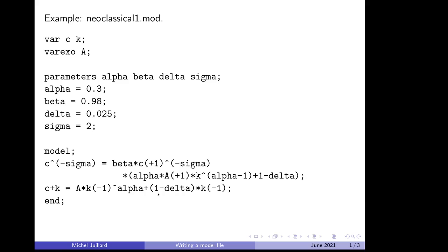The second equation, the budget constraint, reads Ct plus Kt is equal to At multiplied by Kt minus 1 at the power of alpha plus 1 minus delta times Kt minus 1, semicolon, end of the model declaration.